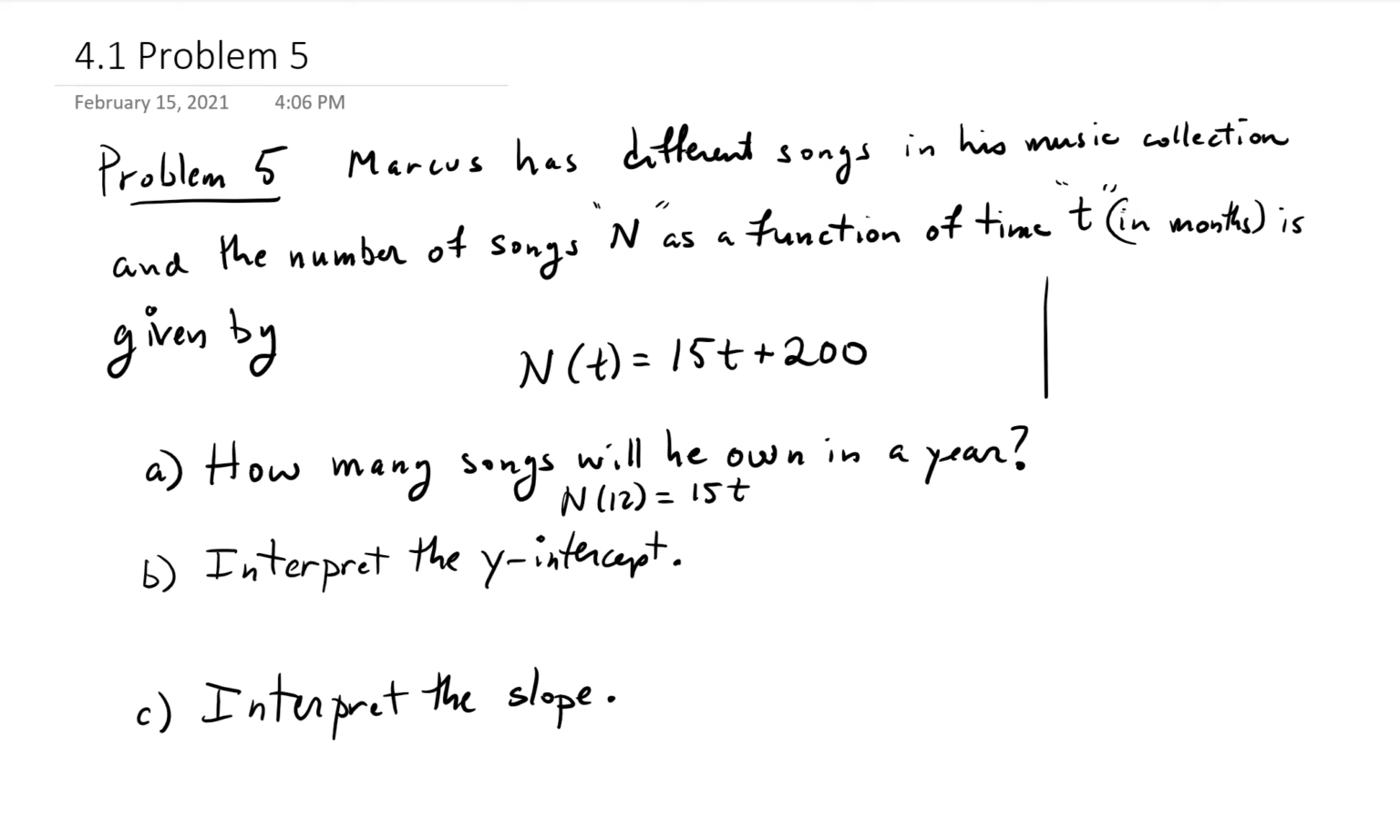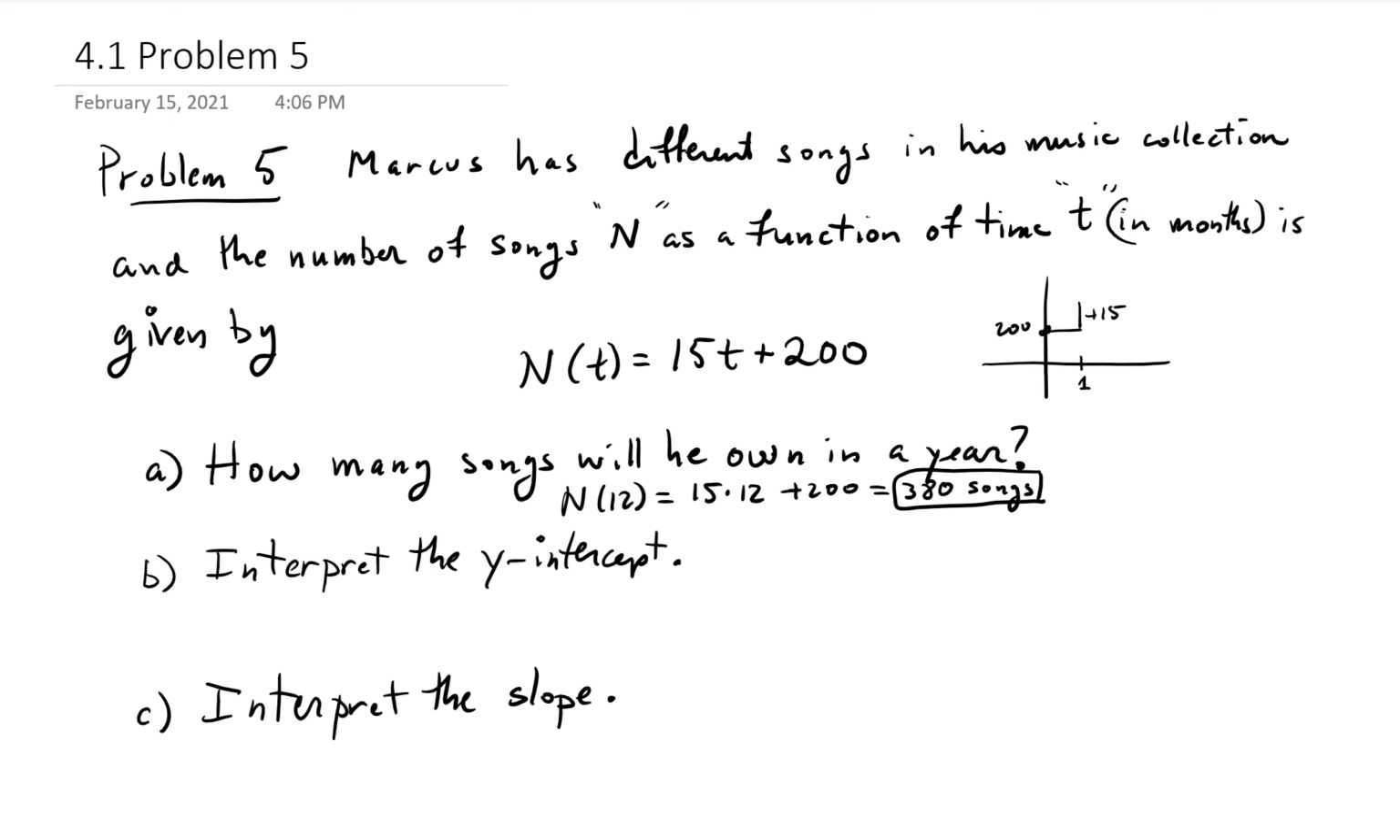If you think about the graph of this function, it starts at 200, and then every month it goes up by 15. So he's increasing the amount of songs in his collection by 15 per month. So it's going to be 15 times 12 after a year, plus 200, and that's going to give us a number of songs. So we calculate this, we get 380 songs.